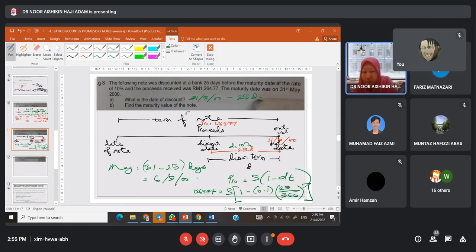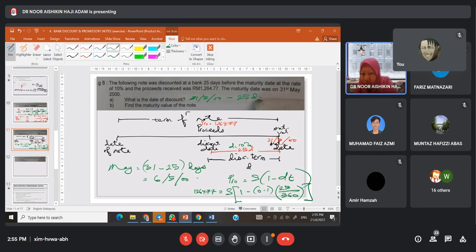Faris? Ya, apa jawapan you dapat? Maturity value of the note? Saya tak dapat lah madam. Tak dapat sebab? Saya tak berapa faham lagi bab ni. Sekarang faham tak? Sikit-sikit saya lah. Kena buat banyak latihan lah.